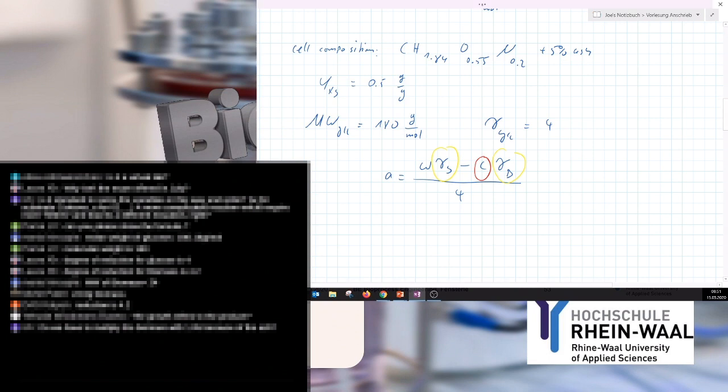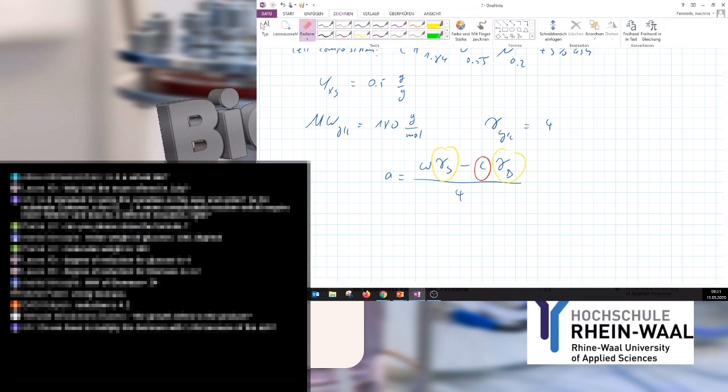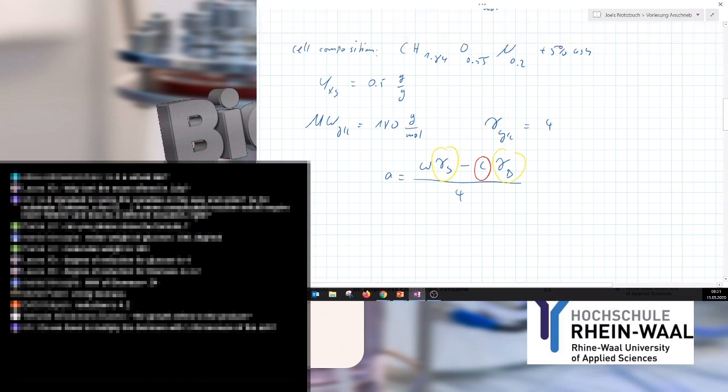And then you go also to your formulary, and you realize that C is also a term you have there. C is equal to YXS-fold molecular weight of your substrate divided by molecular weight of your biomass.